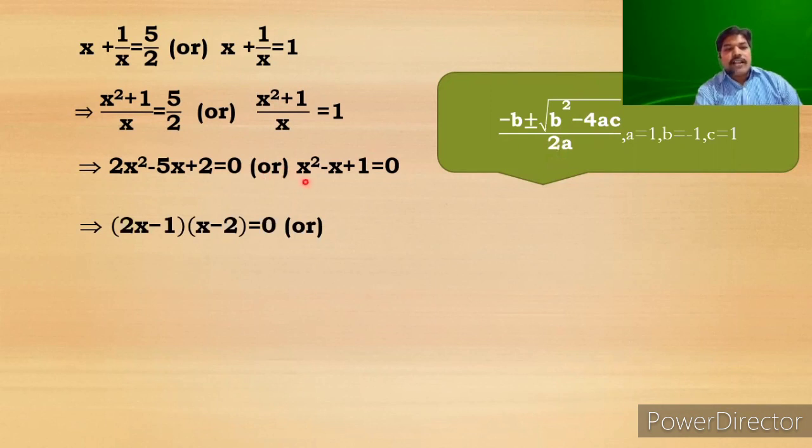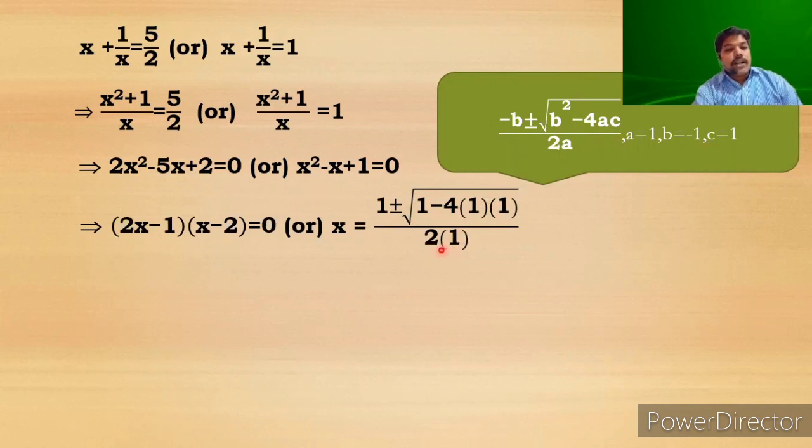So what is the a value? The x square coefficient is a, which is 1. And what is the b value? The b value is minus 1. And what is c? c is the constant, which is 1. Just use this formula. What happens here? x is equal to minus b plus or minus square root of b square minus 4ac by 2a.